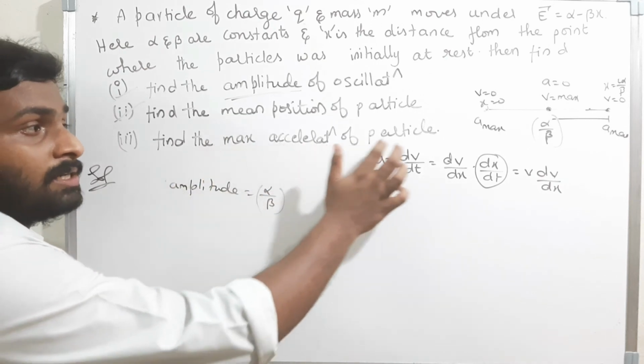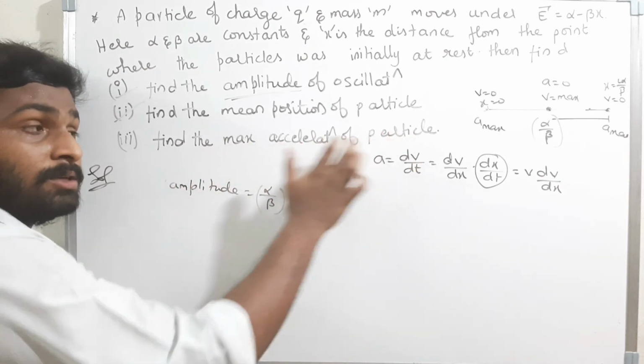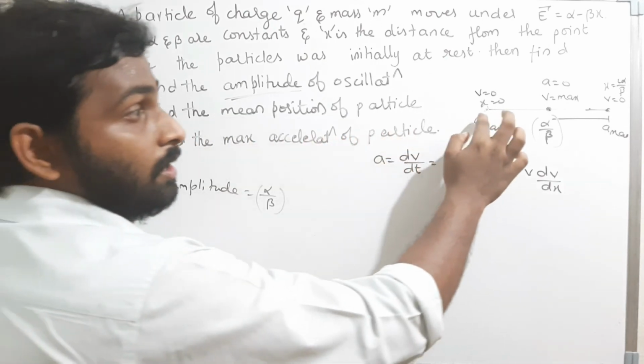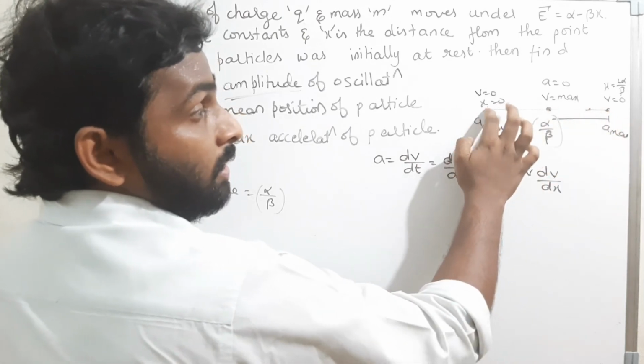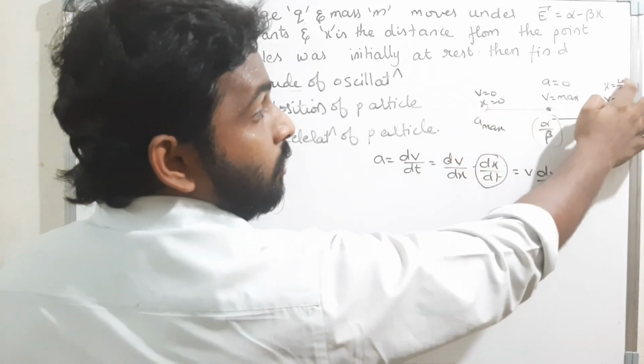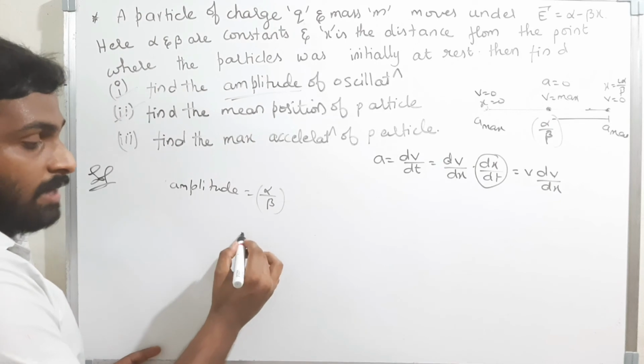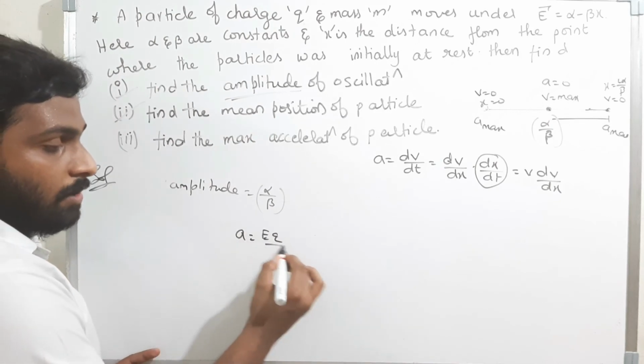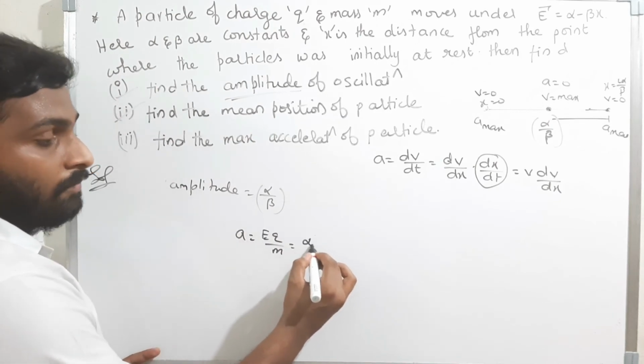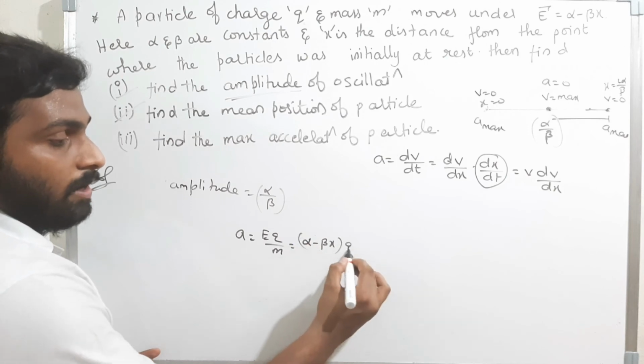Okay, what is the maximum acceleration of the particle? I will get the maximum acceleration when the body is at an extreme position. That means at x is equal to 0 or at x is equal to 2 alpha by beta. What is acceleration? Acceleration is EQ by m. What is E? Alpha minus beta x, into Q by m.